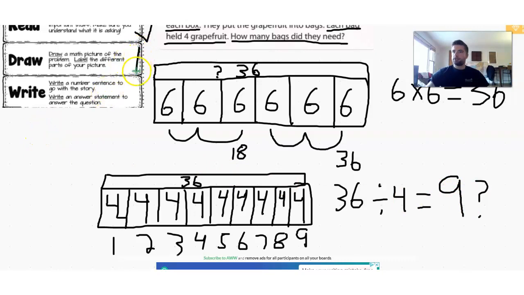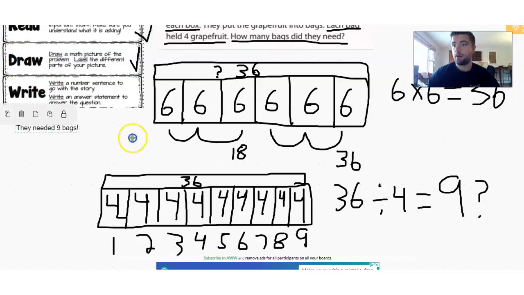So we drew our pictures, we labeled our pictures, and we're going to write a number sentence to go with our story, which I'm going to type right here. They needed 9 bags. And that's our final answer.